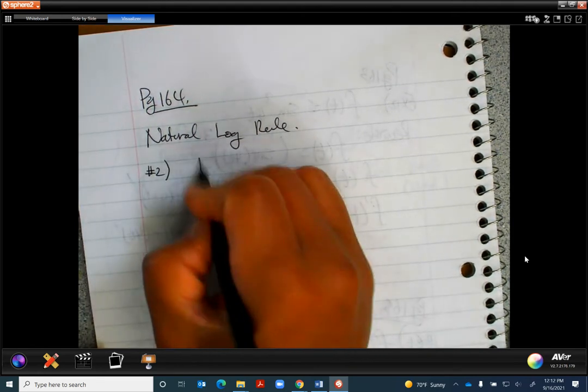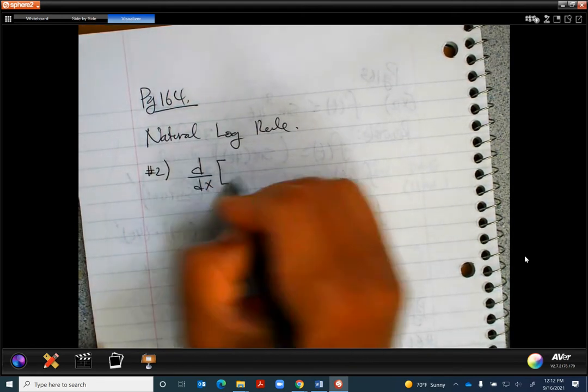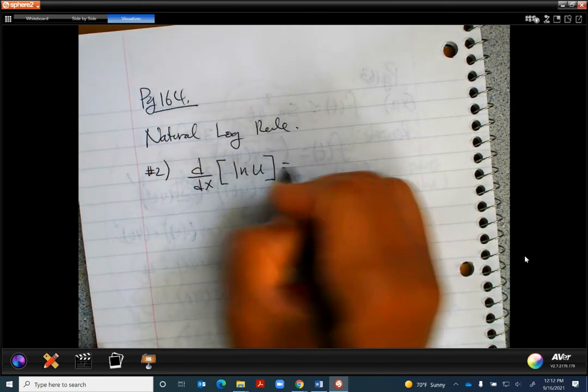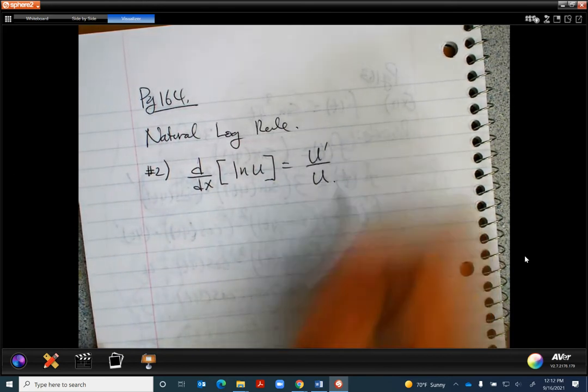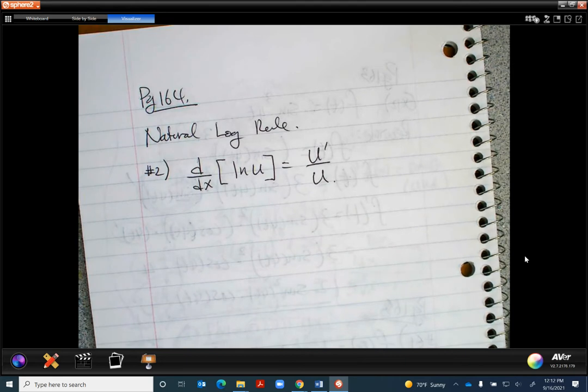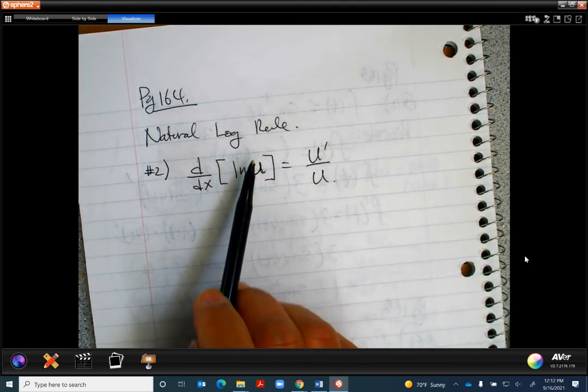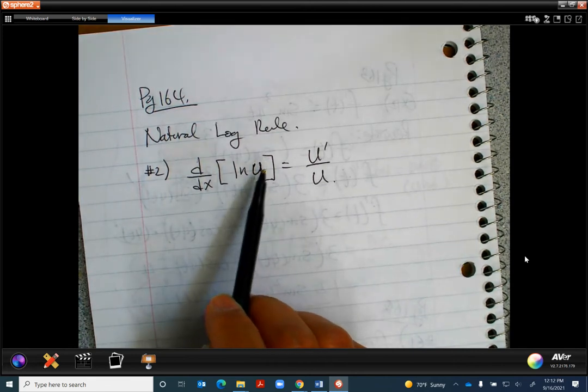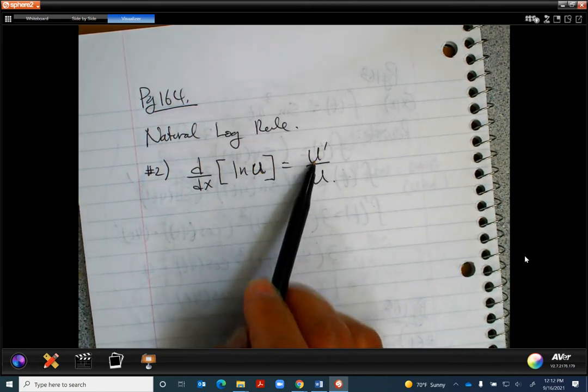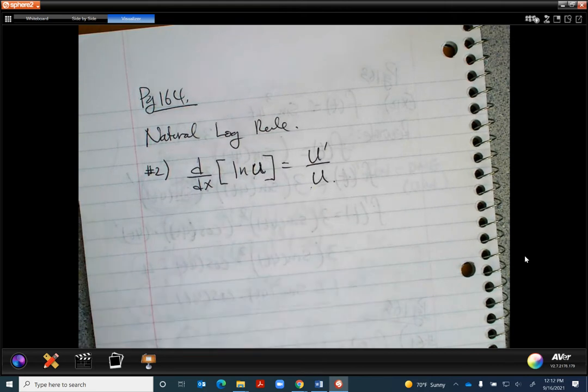You just need to write d over dx ln u is u prime over u. This is it. Whatever you have here, it could be any variable. It doesn't have to be u. It could be x. Whatever you have here, it is that prime over u. This is the second rule that we need to learn for today. We have other rules. For the other rules, we have 2 more.